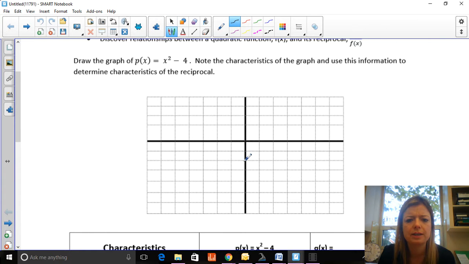Its vertex is just at (0, -4), and it has an a value of 1. So you go over 1 and up 1 and use symmetry to find the next point, and then go over 2 and up 4. Notice I picked zeros that were integers so that wouldn't confuse you too much. Then over 3 and up 9, which I don't really have space for, so it would be about here. So we can graph this parabola.